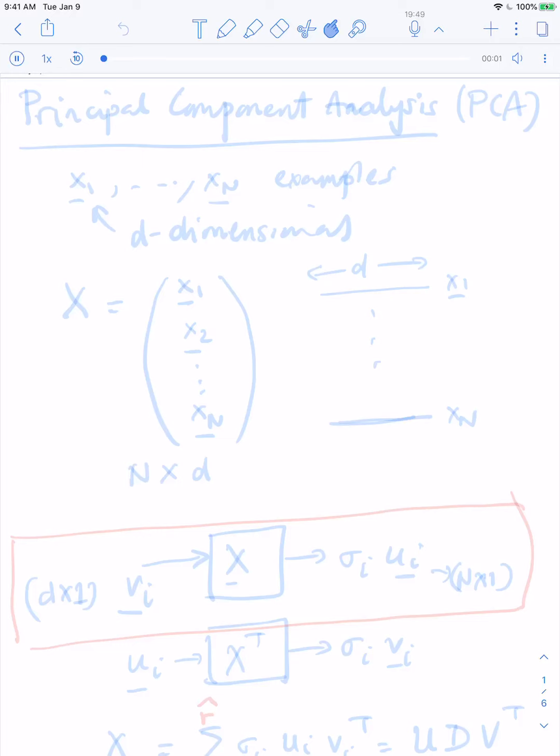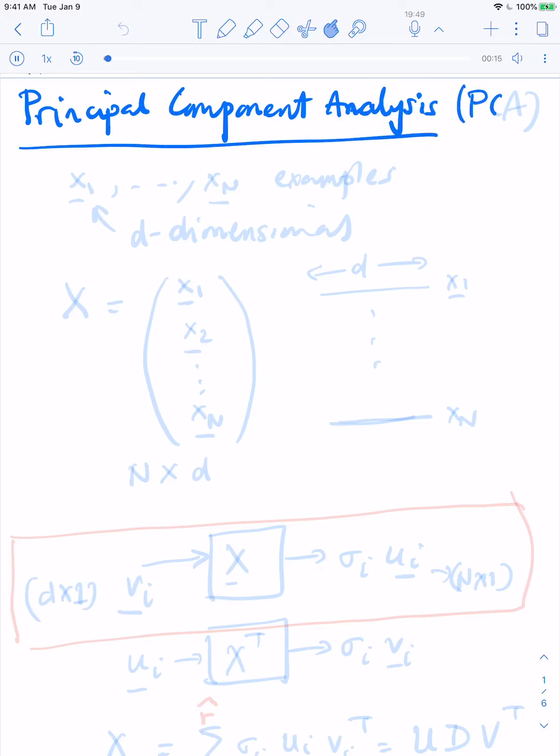Okay, so now let's discuss principal component analysis, which is a dimension reduction technique which uses the SVD that we covered earlier. It's called PCA. It's perhaps the most classic dimension reduction technique. So let me write down the context here.